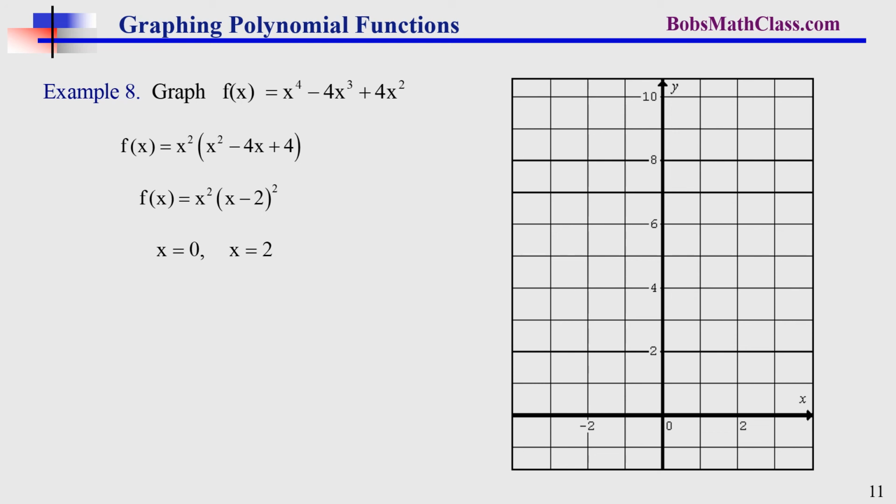And notice that the exponents are 2 for both of them. That means it's going to bounce twice. It's going to bounce once at 0 and once at 2. So let's plot those two intercepts at 0 and 2. Only two intercepts. Make our table. We'll pick negative 1, 1, and 3.